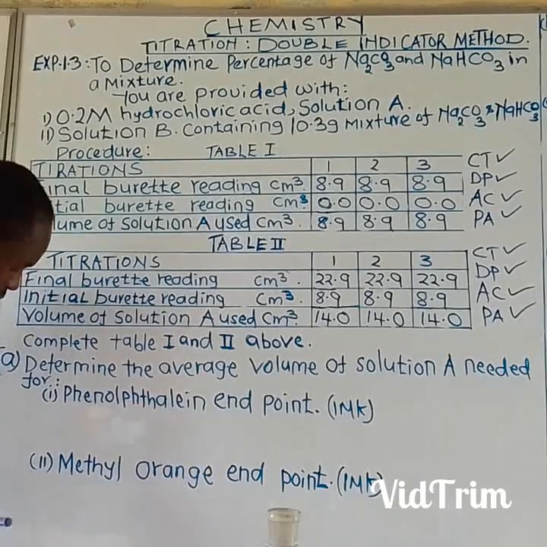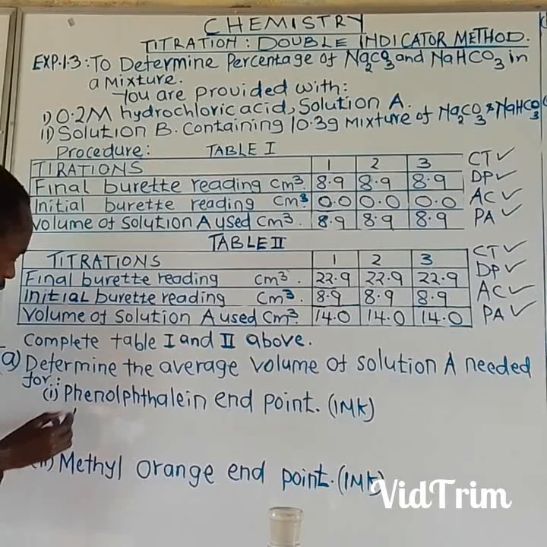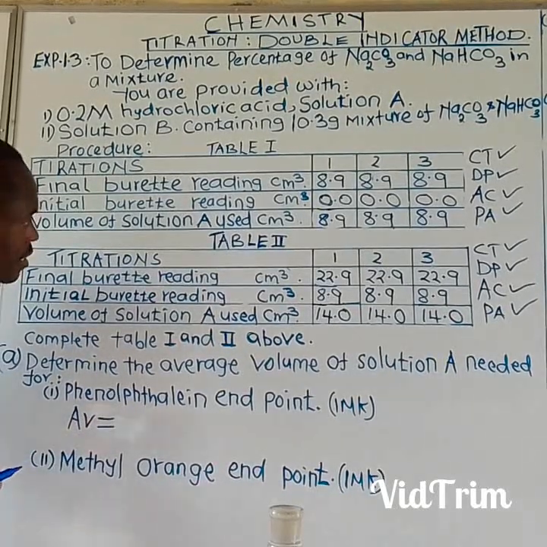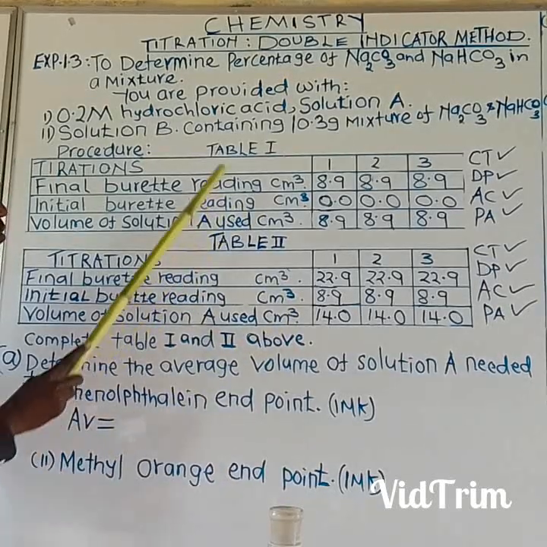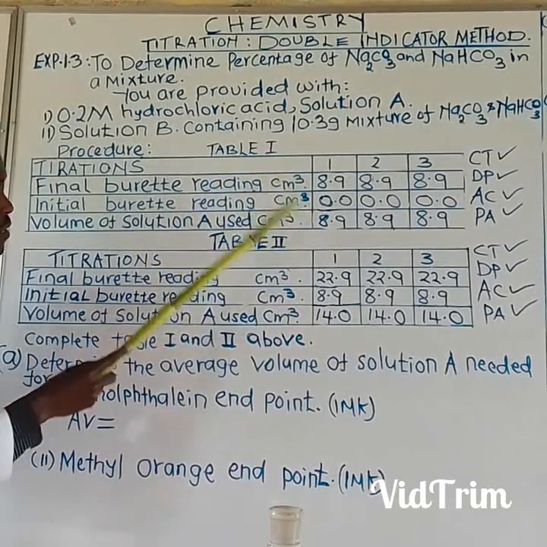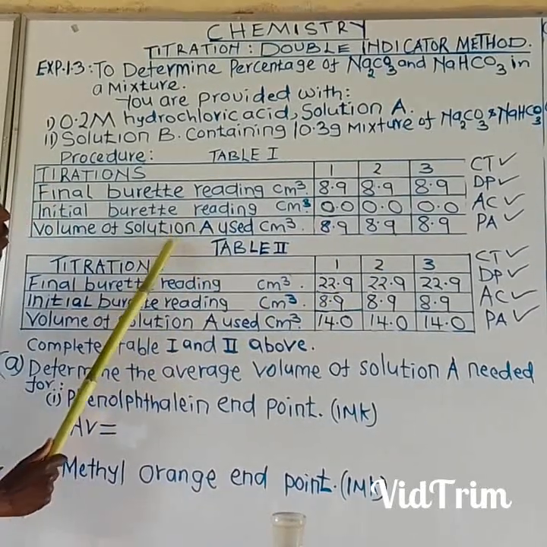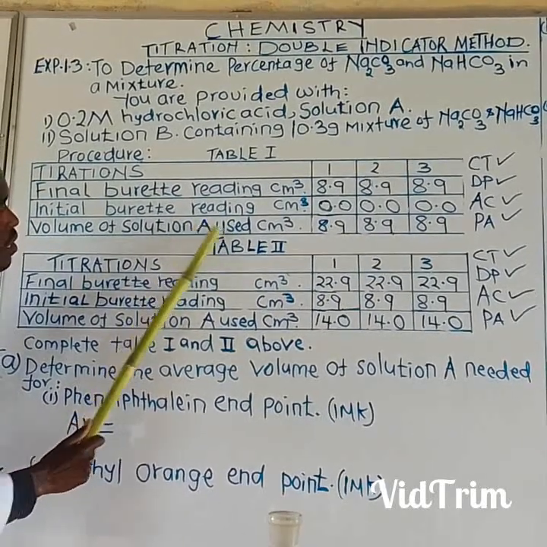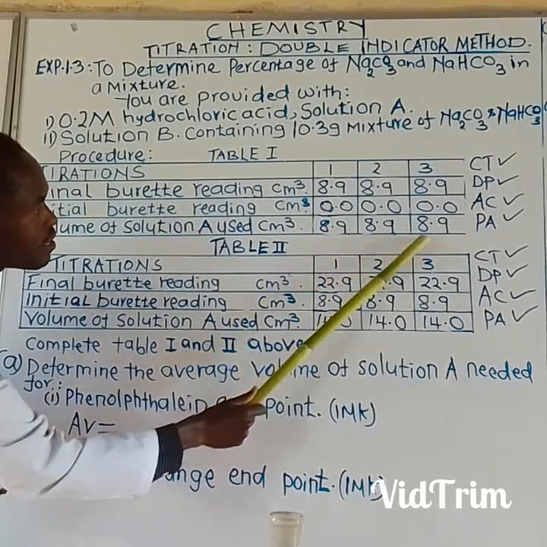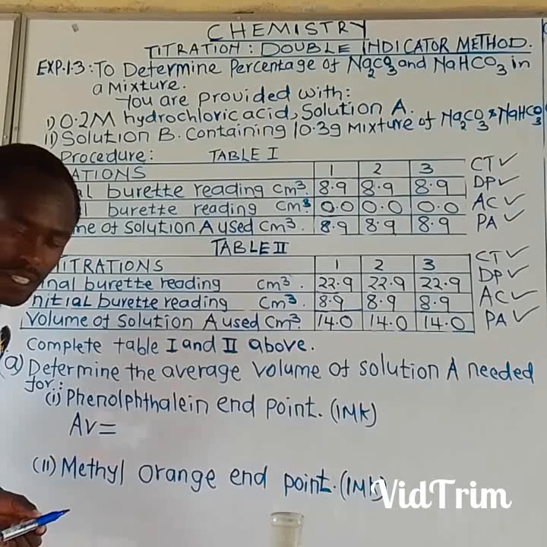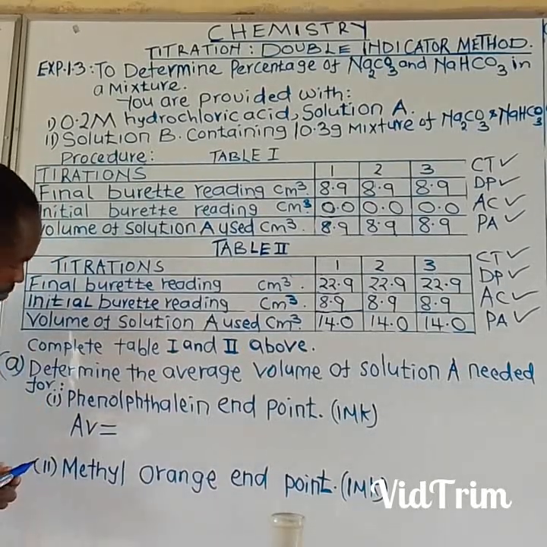So average volume, you focus, my student, and see how simple it is. You go back to table 1 where we used phenolphthalein indicator. We have 3 titrations. So volume of solution A used is here. So you add the 3 titrations, then you divide by 3. Is it okay? And we do it.